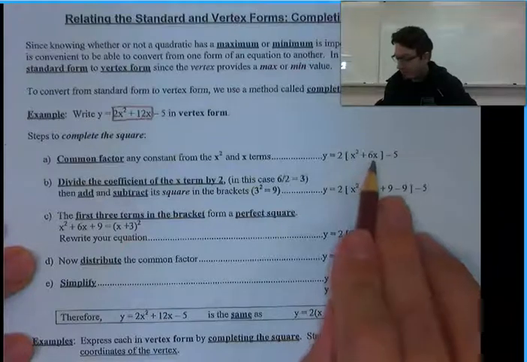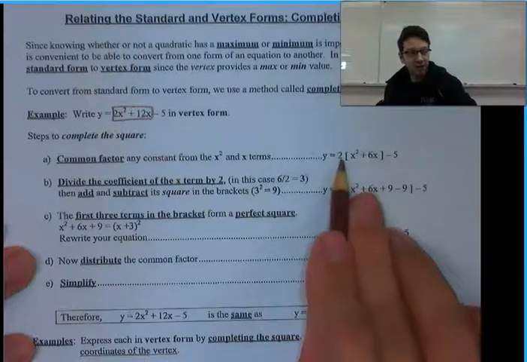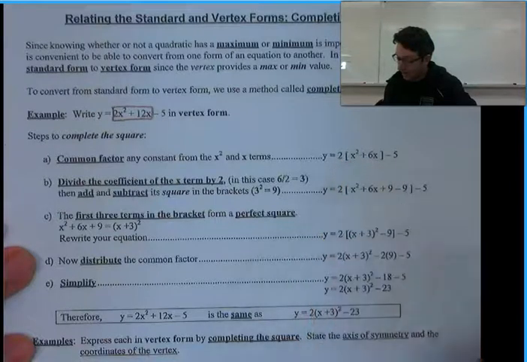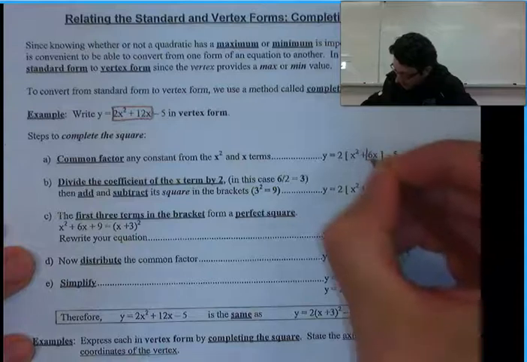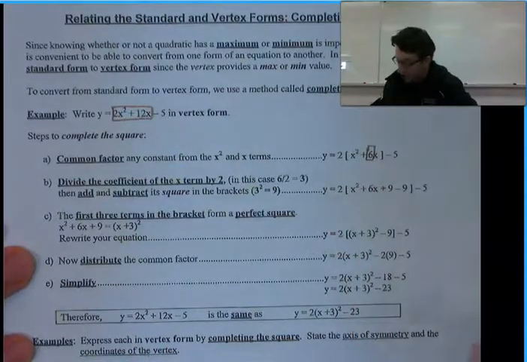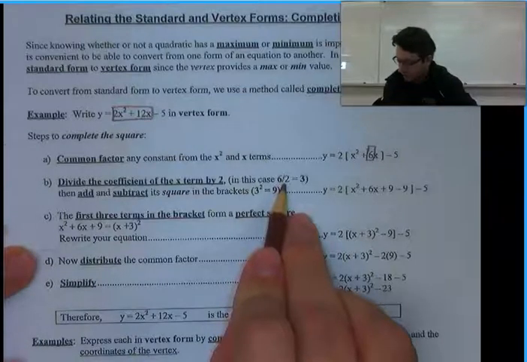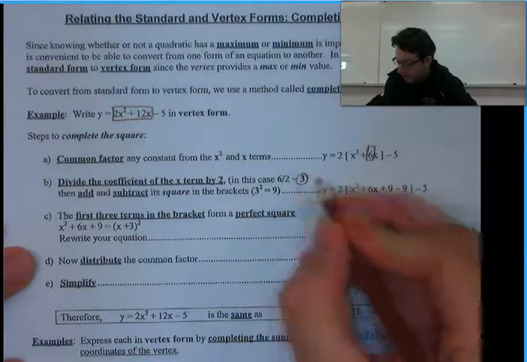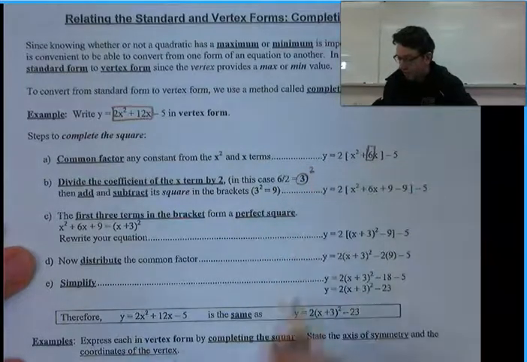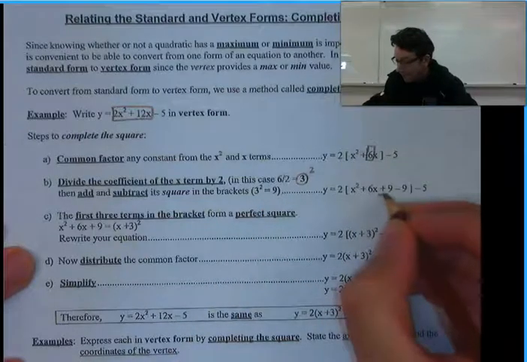Now what we need to do is turn this into a perfect square. So to do that, we take that middle term, in this case 6, we divide by 2, always by 2, okay, and then whatever we get, we square it. So we end up with 9. And so what we do is we add 9.